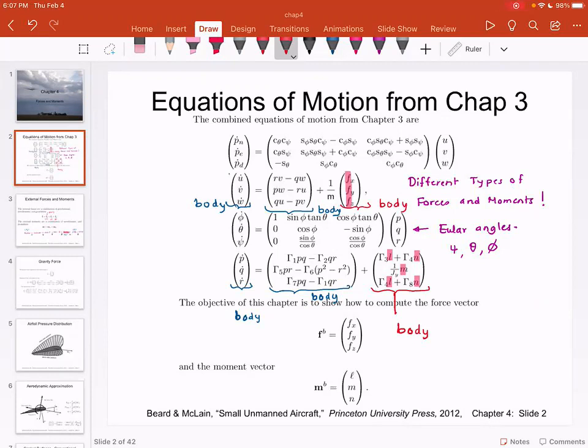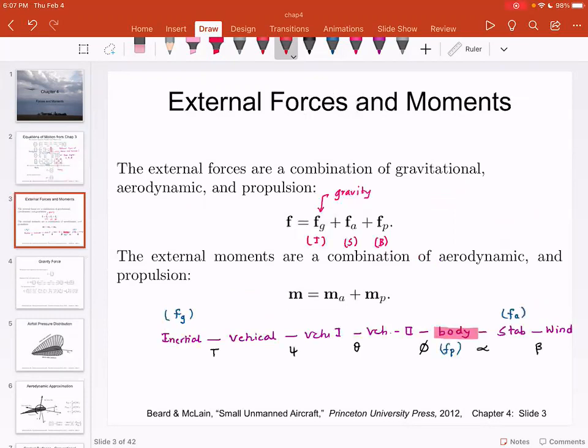And the way this happens is by using the rotation transformations that we talked about in the last few lessons. So the basic idea in this chapter is: look at the gravity vector, the aerodynamic forces, and the propulsive forces, transfer these forces into the body frame, and then evaluate the equations of motion. Same thing happens over here with the moments. The aerodynamic moments are typically in the stability frame.